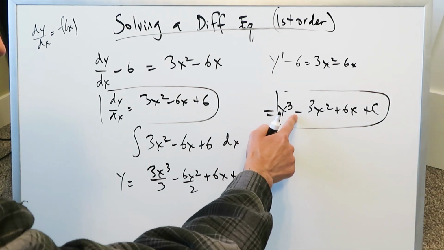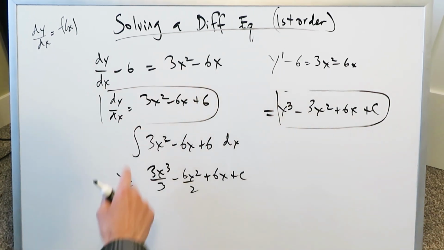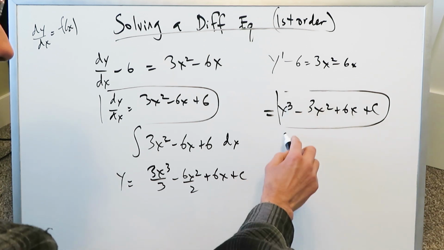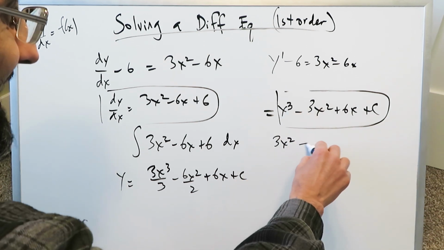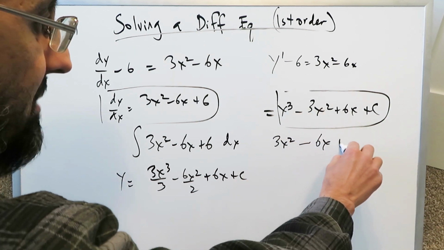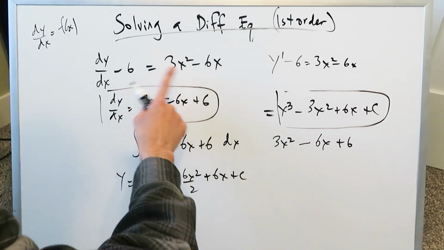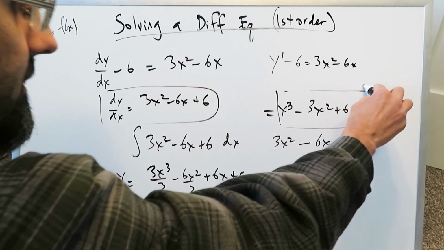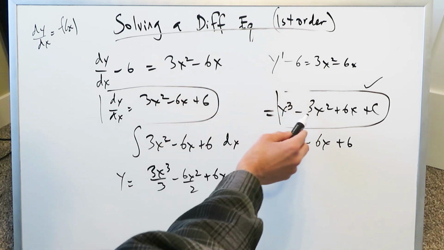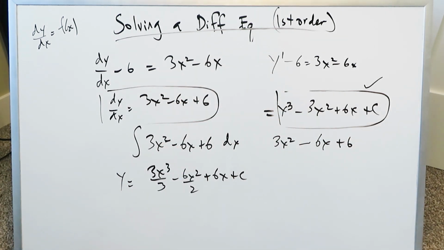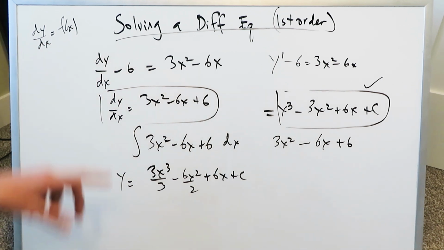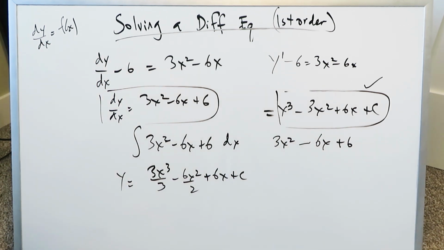If you were to take the derivative of this, you should end up back over here, and you would get 3x squared minus 6x plus 6. It's exactly the same as that, and that would be your answer. The solution of this differential equation is that function right there. And it came about simply because we were able to relate the derivative with respect to x to the f of x function, and then do a direct integration procedure.